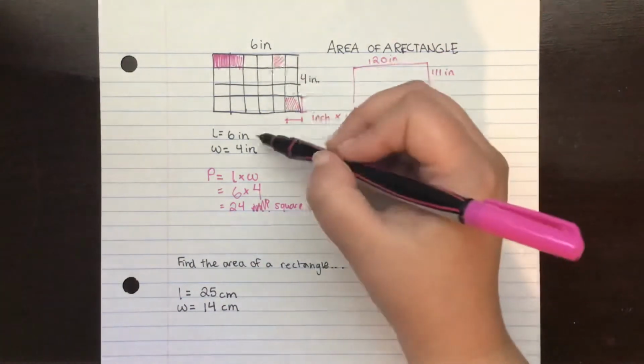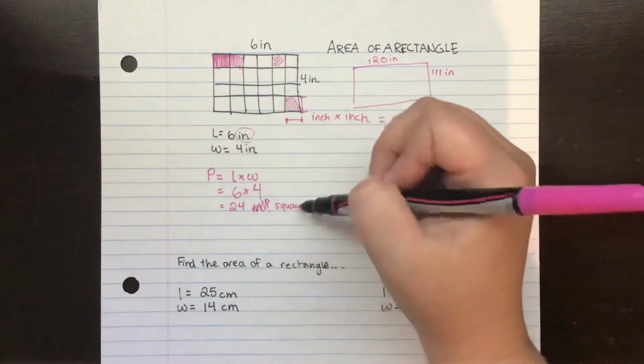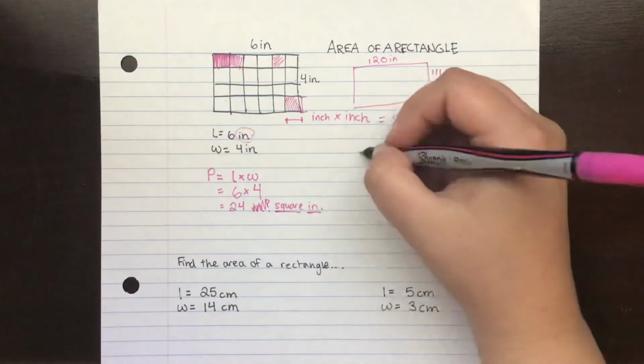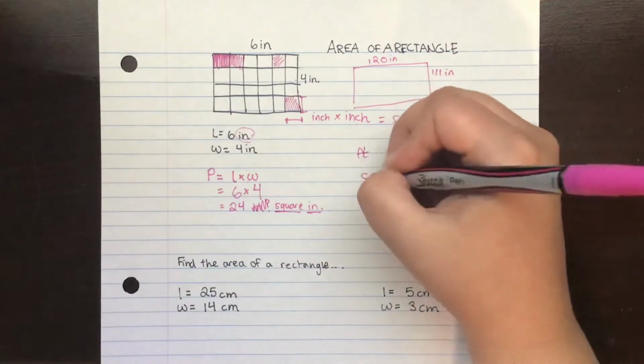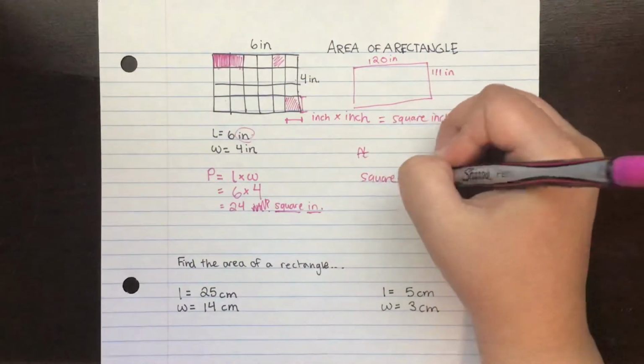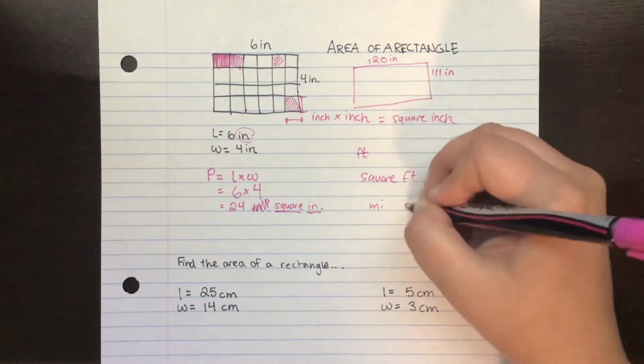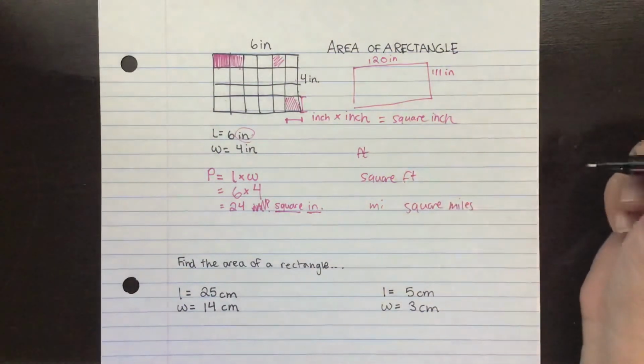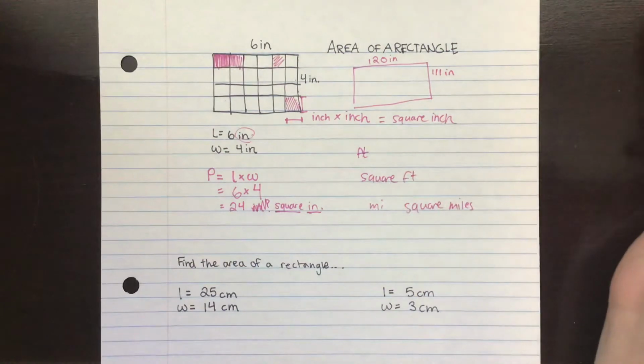So whenever we find our answer, we have to take that answer and write it in the square version of that answer. So inches become square inches, feet would become square feet, miles would become square miles, and so on and so forth. So that's just a warning for us there.